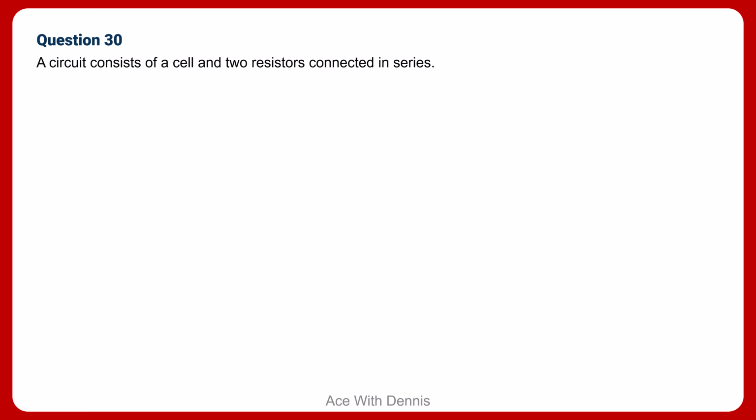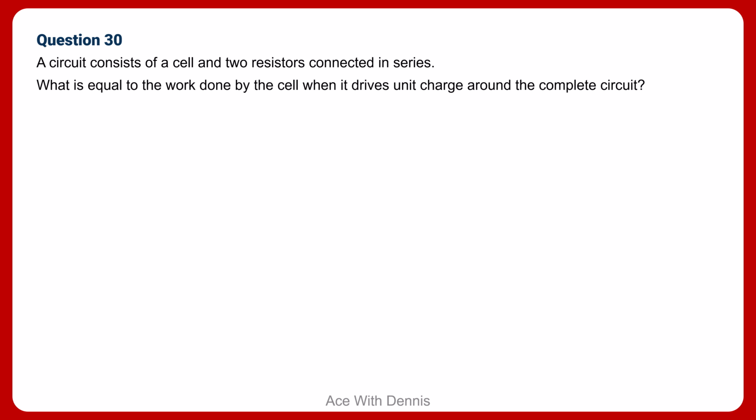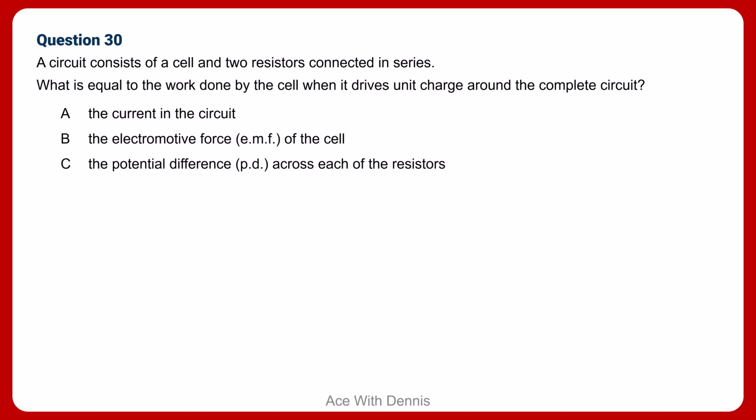Question 30. A circuit consists of a cell and two resistors connected in series. What is equal to the work done by the cell when it drives unit charge around the complete circuit? A. The current in the circuit. B. The electromotive force EMF of the cell. C. The potential difference PD across each of the resistors. Or D. The power supplied by the cell to the resistors.